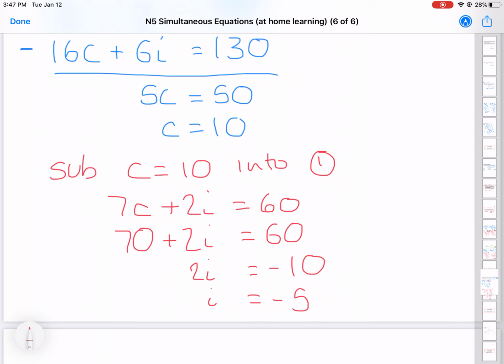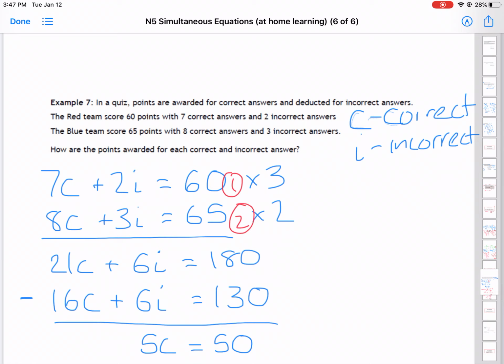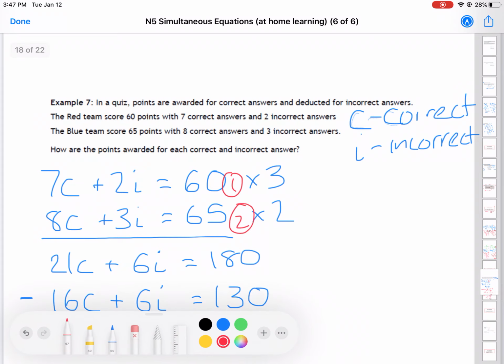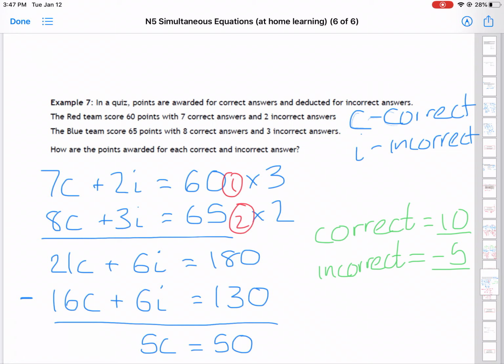Now if you think about that, that makes sense. C was the correct answer, so you would get 10 points for every correct answer. I was the incorrect, you would lose 5 for every incorrect answer. Okay, so you can see here, and we'll just finish that off by saying correct gets you 10 points and incorrect gets you minus 5. Okay, as I say, we can see that makes sense. So just try and make sure that you're thinking about the sense of it all as well.